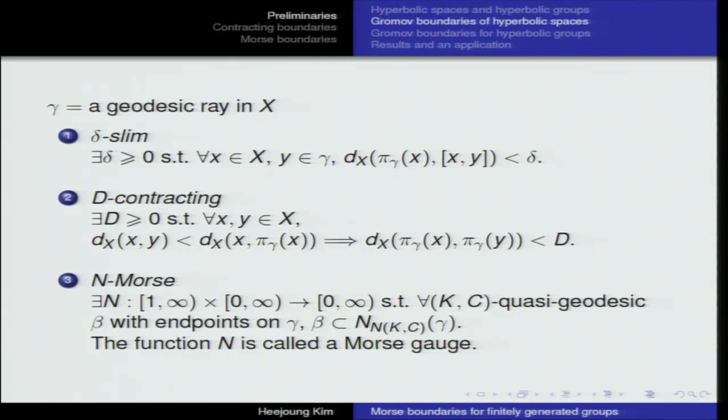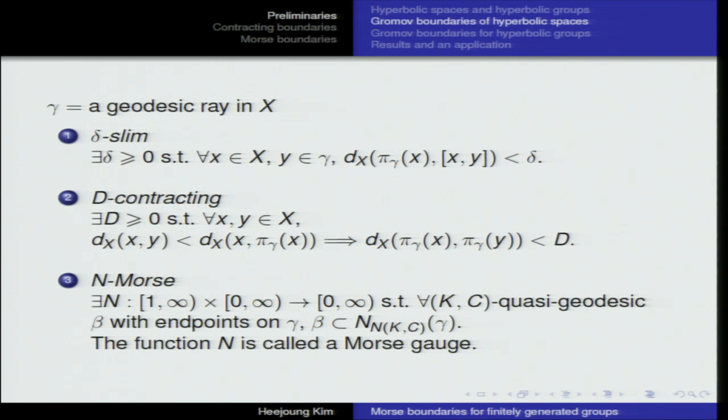And lastly, gamma is N-Morse. Also it was mentioned in Olga's talk and Kim's talk. There exists a function N such that for any (K,C)-quasi-geodesic beta with endpoints on gamma, beta is in the N(K,C)-neighborhood of gamma. Here, quasi-geodesic means it is similar to a geodesic, but there is a multiplicative error K and additive error C. And here, N(K,C) means the value of the function when the domain is K, C.